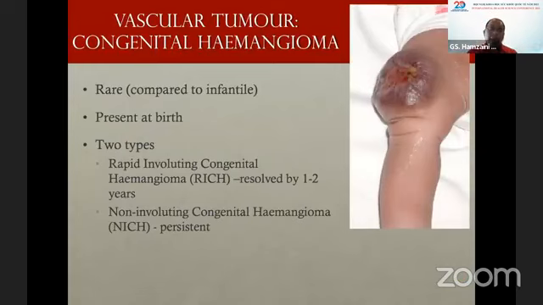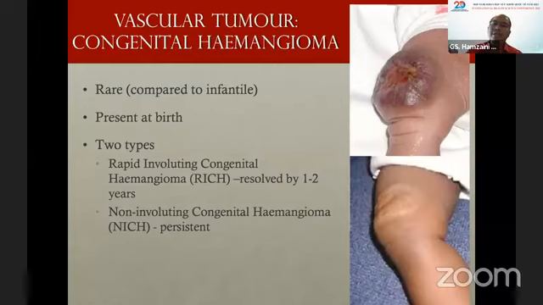The other division of hemangioma is called congenital hemangioma. It is rare compared to infantile hemangioma. It is present at birth, and it can be divided into 2 types: rapidly involuting congenital hemangioma, which resolves by 1 to 2 years, and non-involuting congenital hemangioma. In this image, you can see it is present at birth and it involutes by 1 or 2 years. So this is rapidly involuting congenital hemangioma.